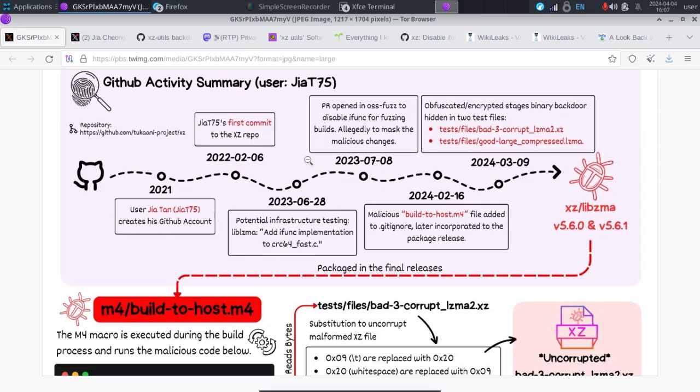Now, how this individual worked on this, or this team, in my opinion, is they did it over a few years, period. And this is a social engineering endeavor.